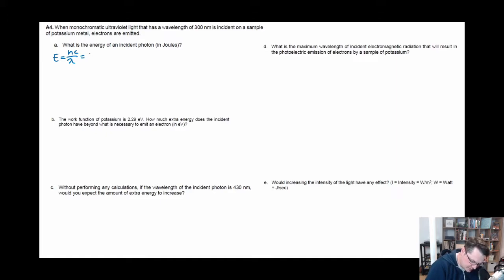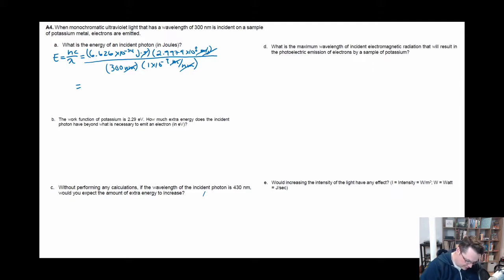Right, so h is Planck's constant, 6.626 times 10 to the negative 34 joule seconds, times the speed of light, which is 2.9979 times 10 to the 8th meters per second, over the wavelength, which in this case is 300 nanometers. Nanometers and meters don't directly cancel out, so you have to convert that. That's simply 1 times 10 to the negative 9 meters per nanometer. So we get meters canceling, nanometers canceling, and then seconds canceling. Now we can just plug all that in.